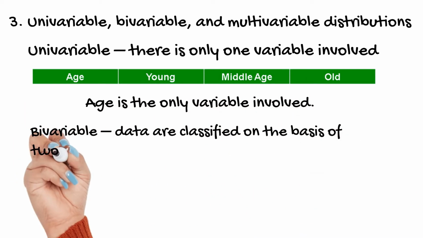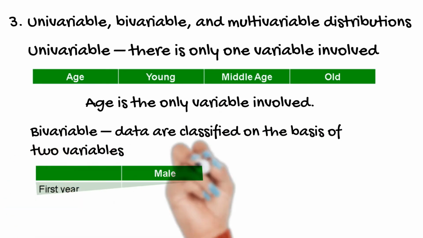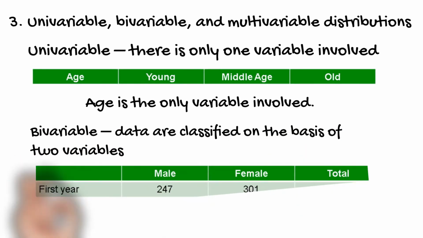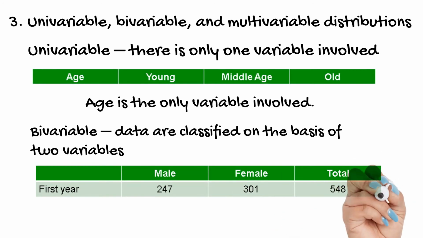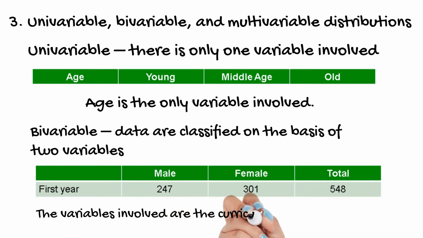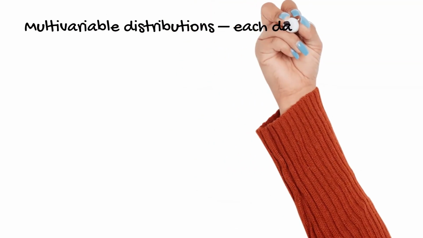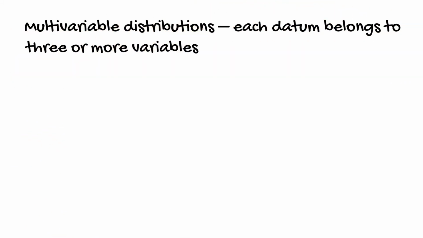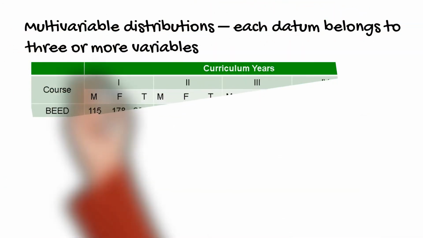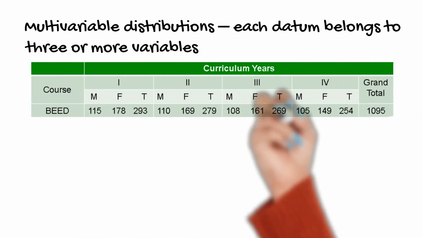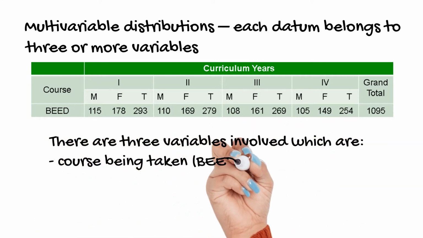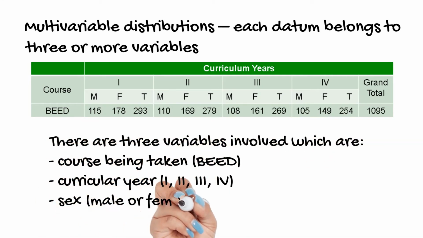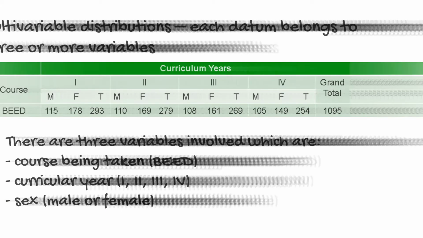Bivariable means that data are classified on the basis of two variables. In this example, it is being showed the number of male first-year students and the female first-year students. The variables involved are the curriculum year and the sex. Multivariable distributions means each datum belongs to three or more variables. See, for example, there are three variables involved, which are course being taken, curricular year, and the sex.